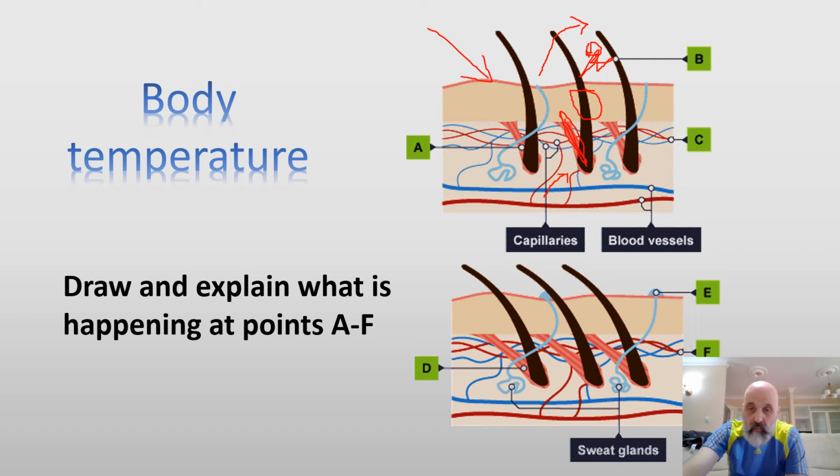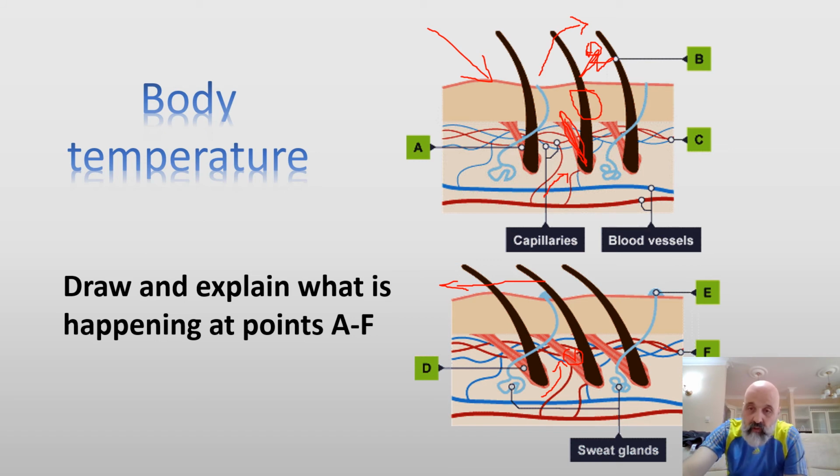If we look at what happens when we're too hot, obviously the hair erector muscles are relaxed, which means that the hairs are lying flat, so they're providing less insulation. But what does happen is two things. One, there is an increase of blood flow to the surface of the skin. That's why your face becomes a little bit reddish when you are hot. This means you can lose more heat as radiated heat.